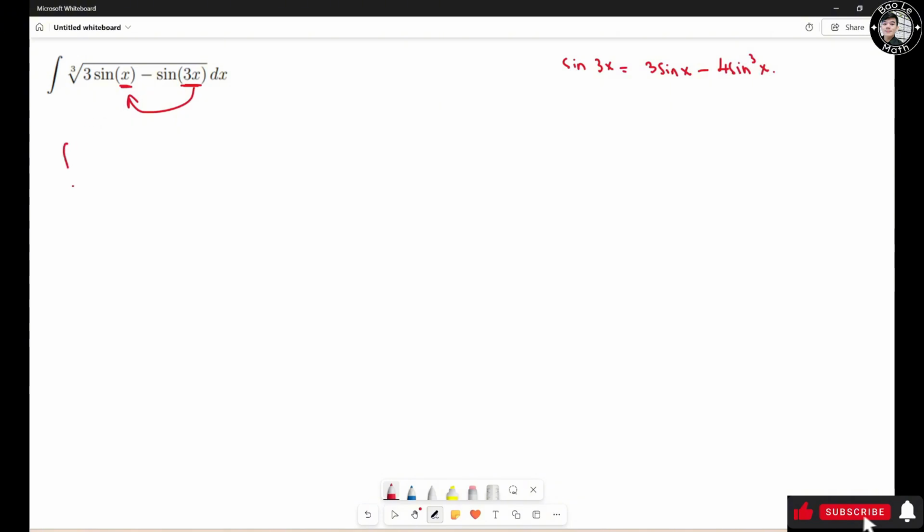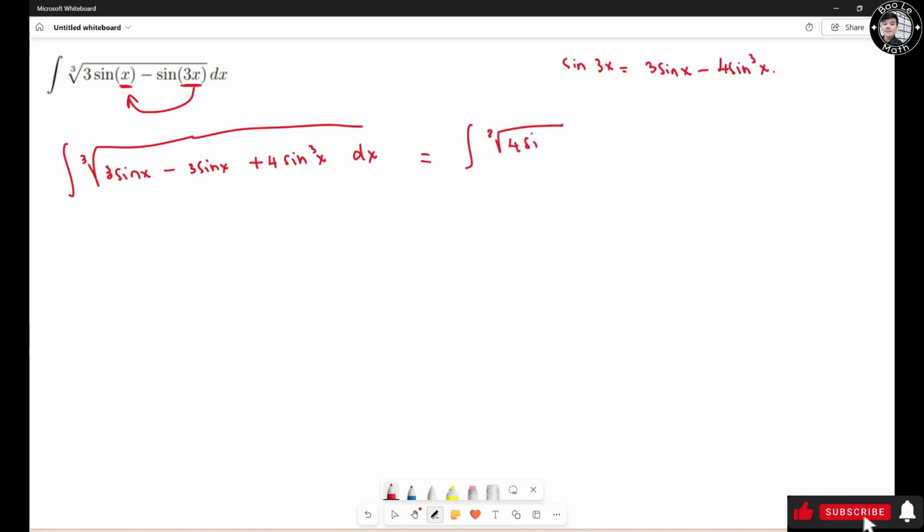Alright, so this turns out to be the integral of cube root of 3 sine s minus 3 sine s plus 4 sine cubed of s, right? ds. So this turns out to be the antiderivative of cube root of 4 sine cubed s ds, right? Now I'm going to split this one into two different radicals, right? So it turns out to be cube root of 4 times the antiderivative of sine s ds, right?